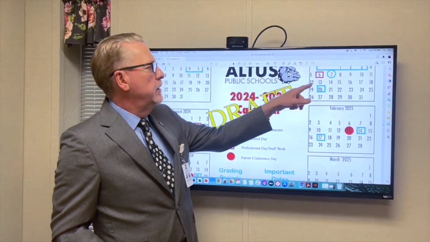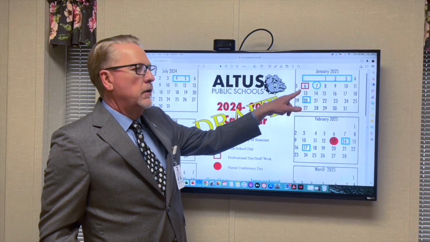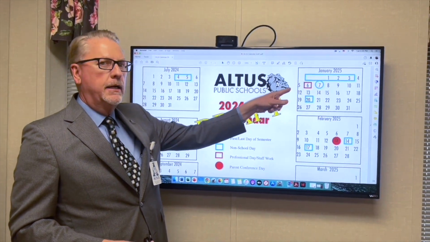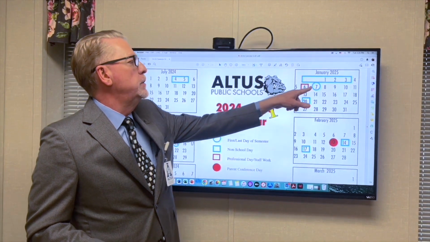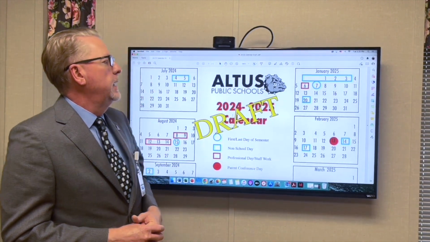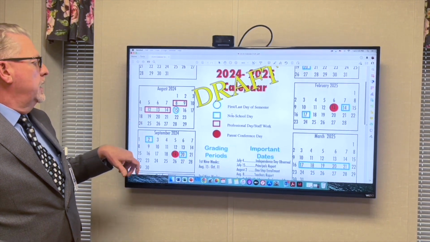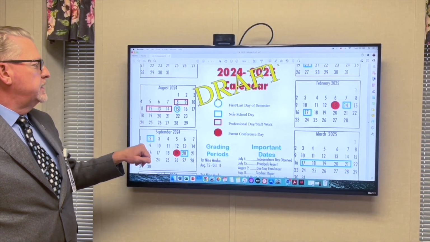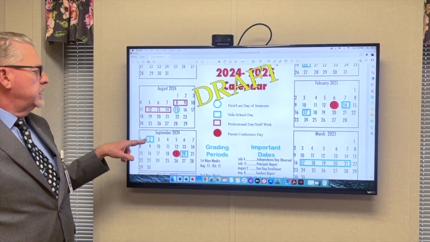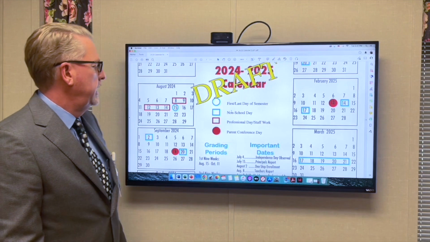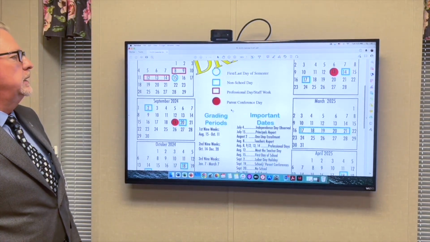On this calendar, all faculty and staff will start on the 6th. We'll have a professional development day just like in the past, and the students would start on the 7th. We'll scroll on down just about right there. And parent-teacher conferences stay the same. There is a day off on September the 2nd. Parent-teacher conferences again. Scroll on down, please.